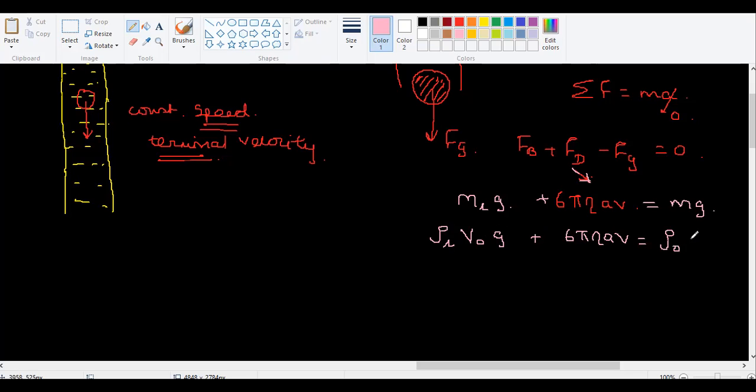Rho of the object, V of the object. Okay, you say again, capital V means volume, small v means velocity.